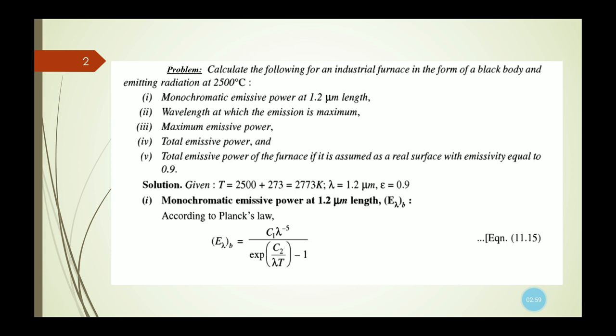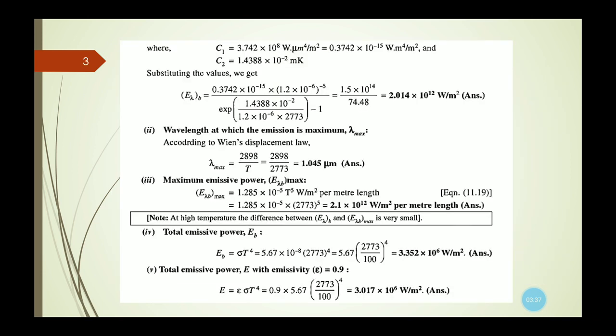First we need to calculate the monochromatic emissive power at 1.2 micrometer wavelength, and its notation is E suffix lambda suffix b. To calculate this monochromatic emissive power, we need to use Planck's law. So what is the formula for Planck's law? The formula is E_λb = C1 λ^-5 divided by (e to the power C2 divided by λT, minus 1). This is the formula according to Planck's law.